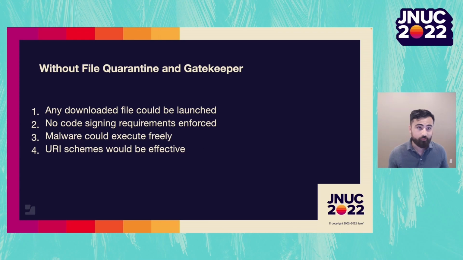So file quarantine plays a role in requesting the user's explicit permission before executing software downloaded from the internet and when launched for the very first time. So without file quarantine and Gatekeeper, any downloaded file could be launched. There would be no code signing requirements enforced, and malware could essentially execute freely on the system. URI schemes would also be really effective.